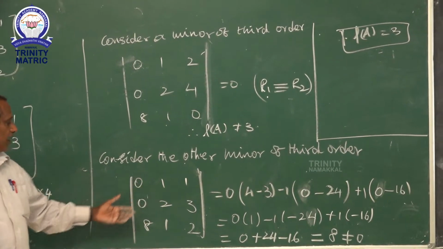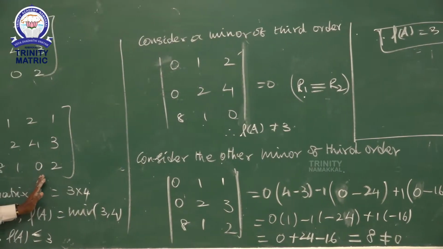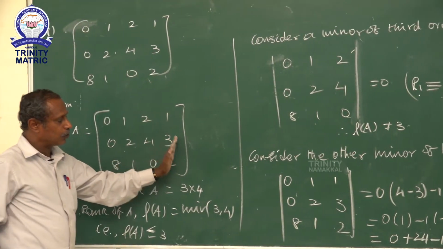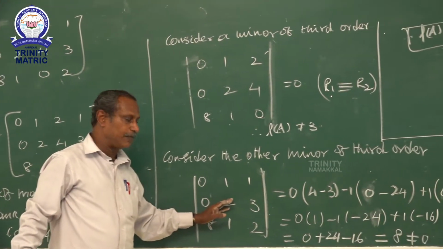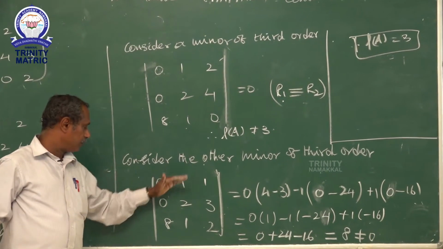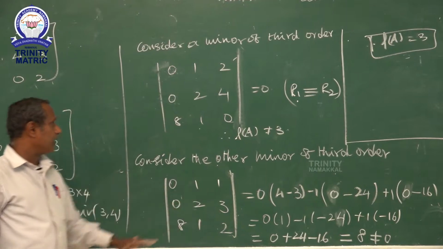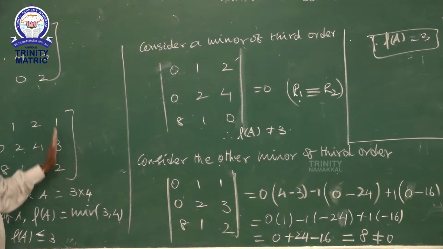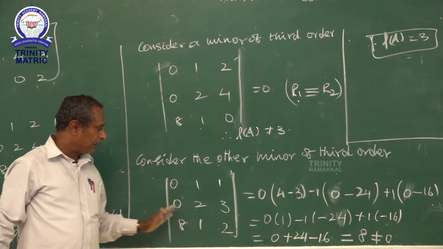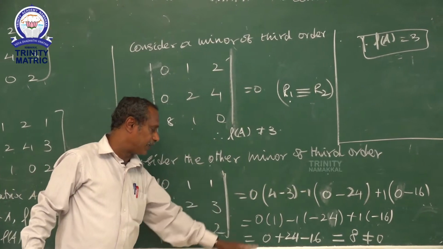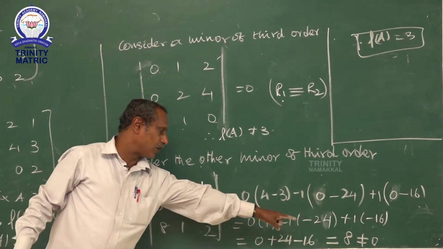So in this, I am removing the third column. Instead of that third column I am taking the fourth column. So the first column and second column remain as they are, that is 0 1 0 2 8 1 as it is. Removing the third column, instead of that fourth column I put 1 3 2. After putting this, I am expanding this determinant, we are getting the value 8, which is not equal to 0.